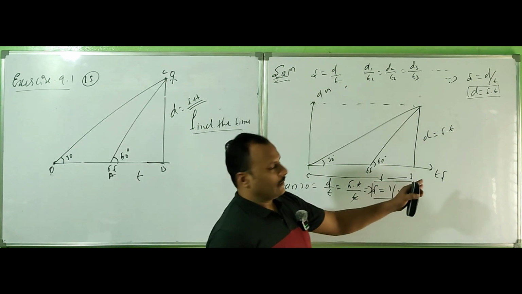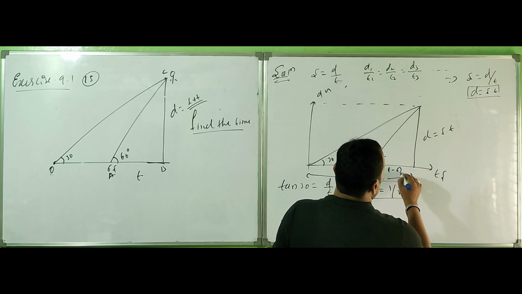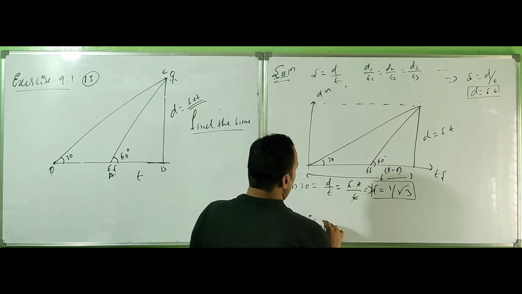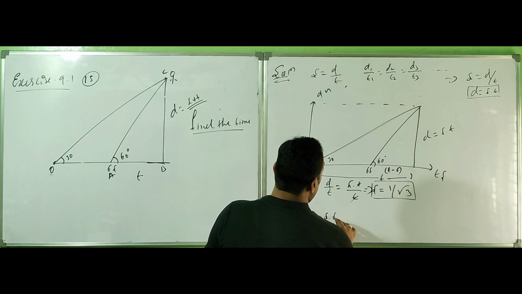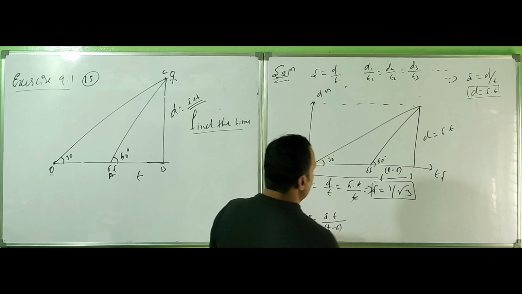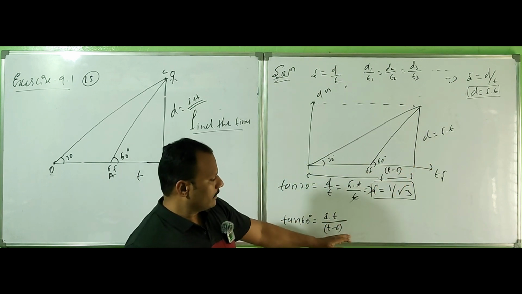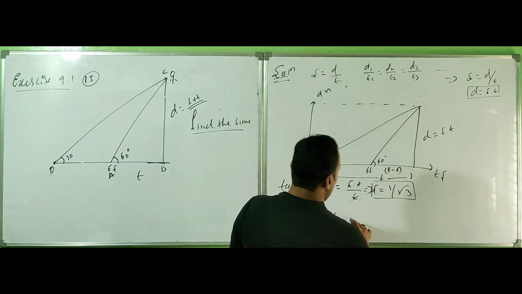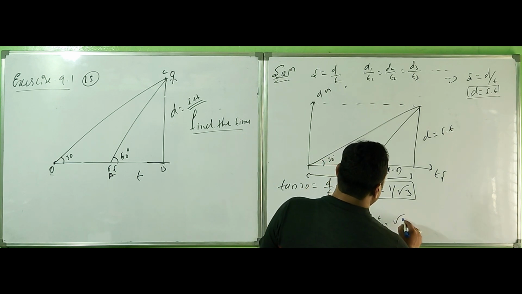This is the old T, this becomes T minus 6 seconds. What is the distance here? Distance is speed into time, so D by T minus 6. This implies S into T by T minus 6 is equal to root 3.